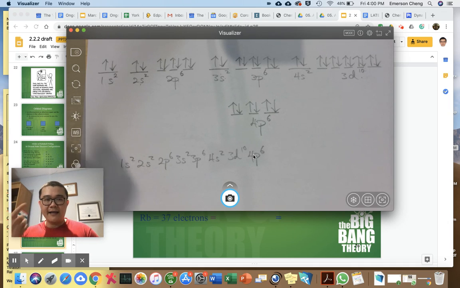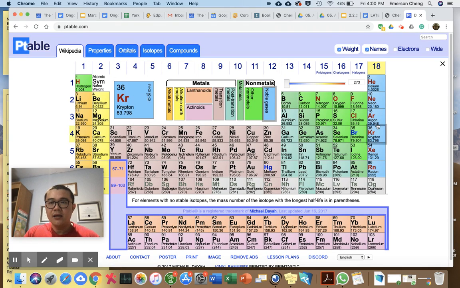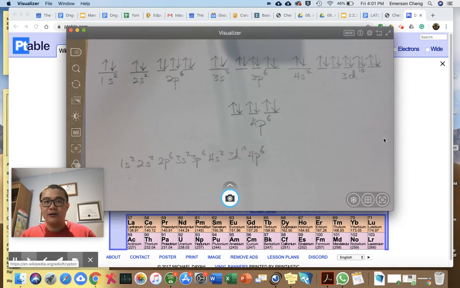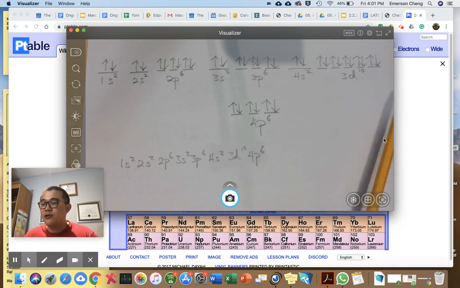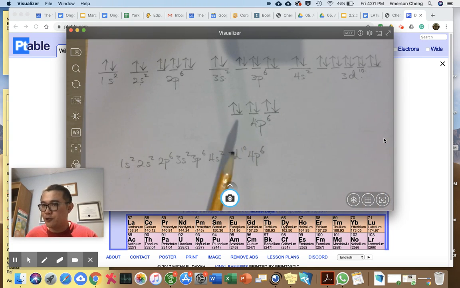Now, if you look at krypton and think back to the periodic table, krypton is a noble gas. What do we know about noble gases? Right, it actually doesn't react with other things. It's inert. So if you look at the diagram, what can you say about the electron configuration that might potentially explain why it is inert? There you go. All shells and all the subshells are filled.